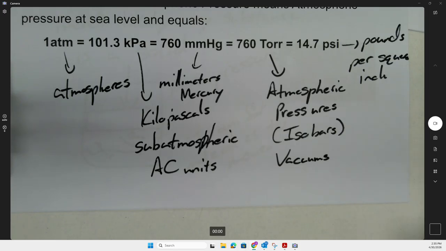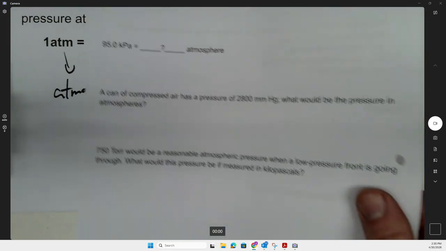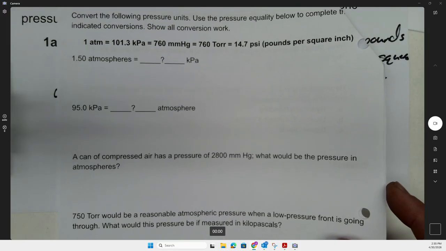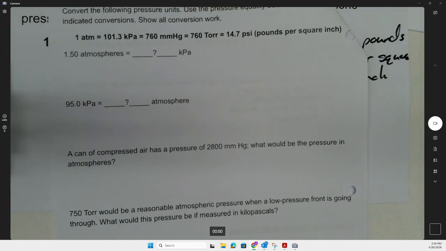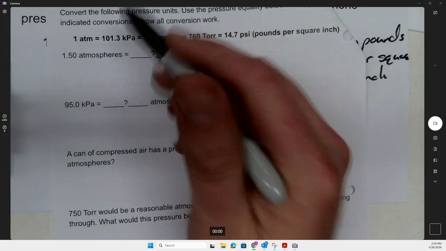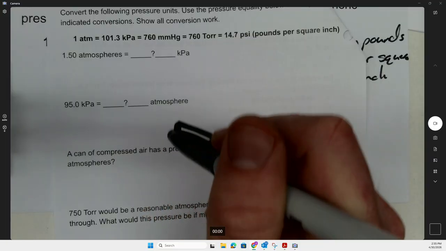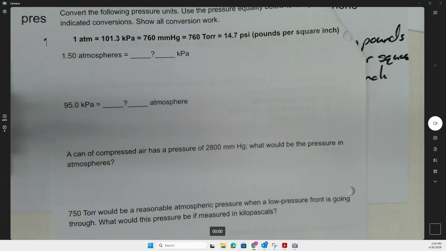Now, when you flip your paper over, you're presented with 4 questions. Convert the following pressure units. Use the pressure equality below to complete. Show all conversion work. We're going to do 2 together. I'm going to do 1, you're going to help me out with 2, and I'm going to have you do the other 2 by yourself.